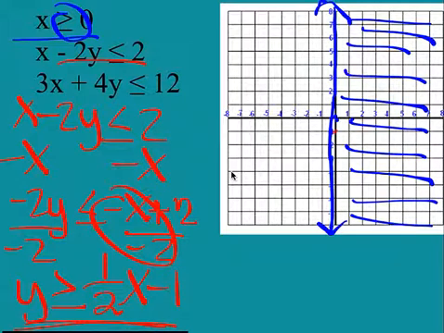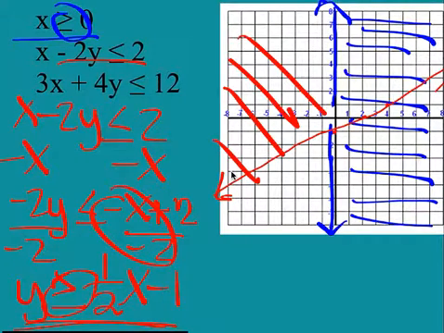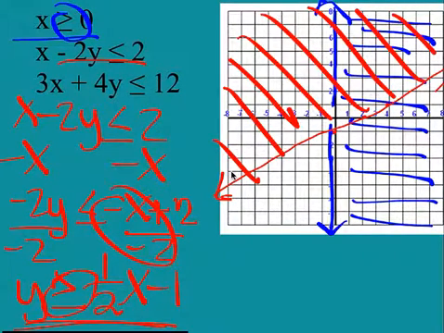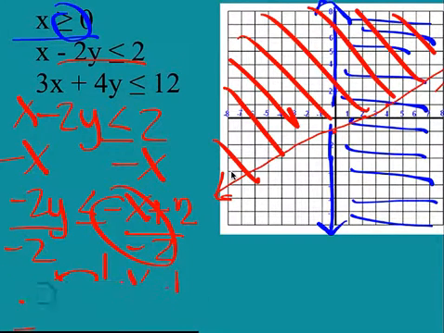So I'm crossing the y-axis at negative 1, and then my slope is 1/2. So I'm going up 1 over 2, up 1 over 2. So that's going to be a solid line, like so. And then when I look here, I notice at the very end that it's facing towards the y, so I need to shade up. So right now that upper right-hand corner is what's overlapping, but we still have one more equation that we need to do.